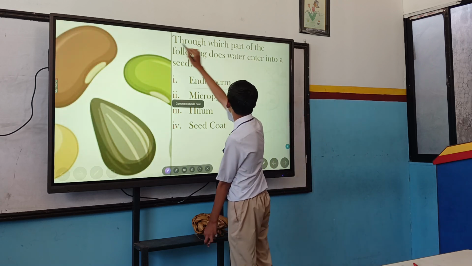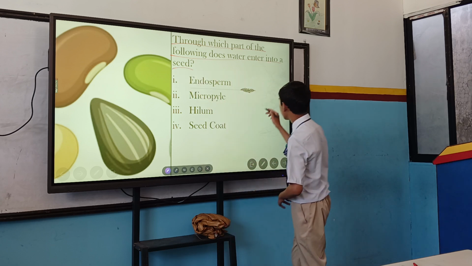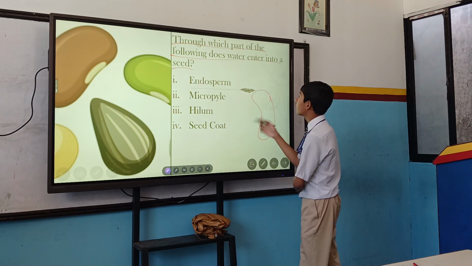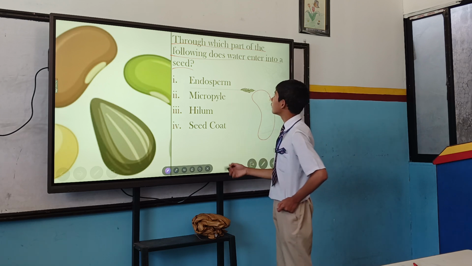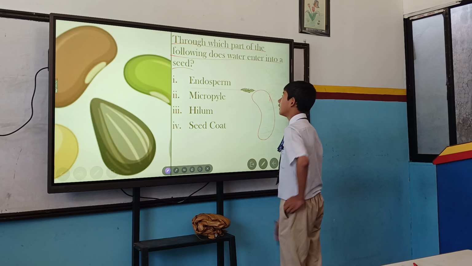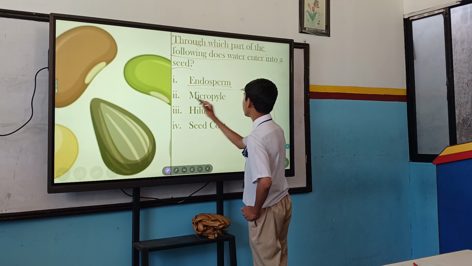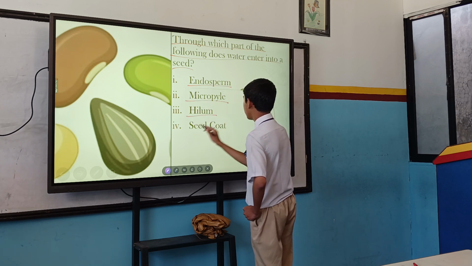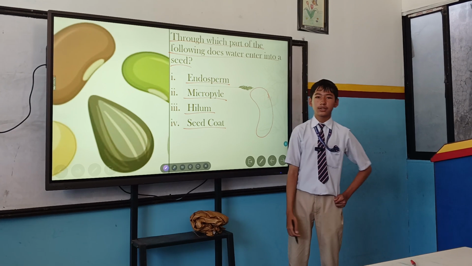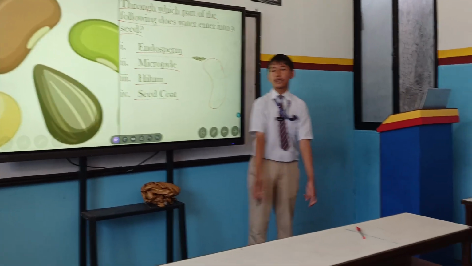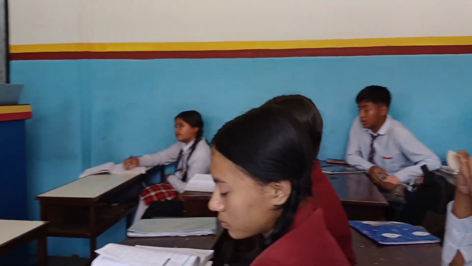And the next question is, through which part of the following does water enter a seed? We know about the seed. In a seed, water needs to be there for its proper germination. So which of the following parts of the seed helps the flow of water into it? The options are endosperm, micropyle, hilum, and seed coat. So the question is for you. What's the correct answer? Yes, the correct answer is micropyle.